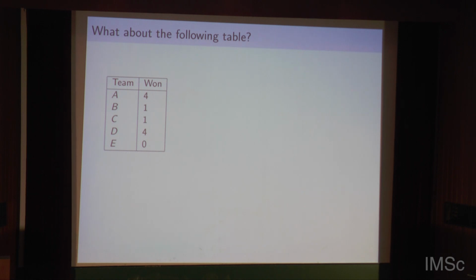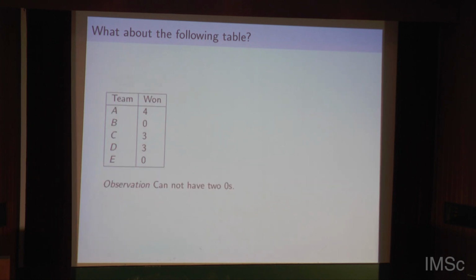There cannot be two 4s, right? Because a 4 means what? This guy has won against everybody else. So how can somebody else also have a 4? This is not possible. Okay? So let's come back to this.